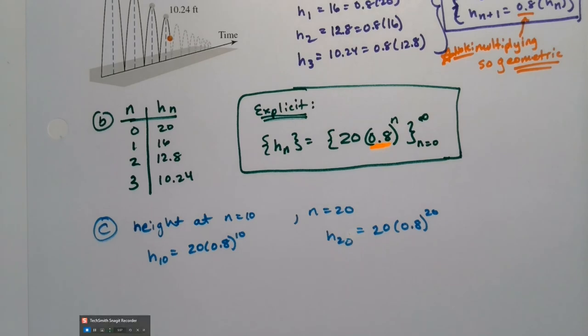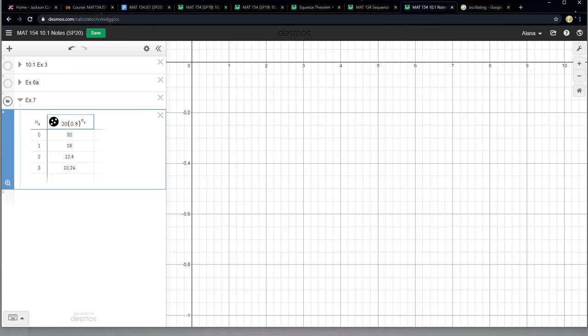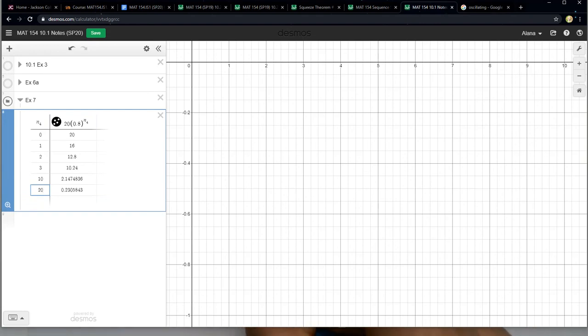And this is what Desmos is for, right? I can just go into Desmos. I can just type 10 and type 20. I have a formula, so I can use it. So at 10, it's at 2.147 feet high. And at 20, it's about 0.231 feet high, if we round it to 3 decimal places.